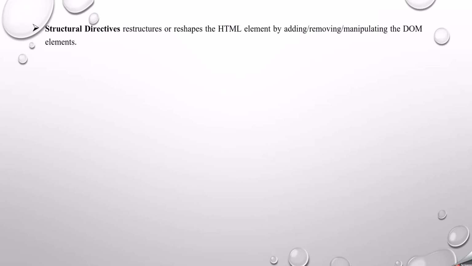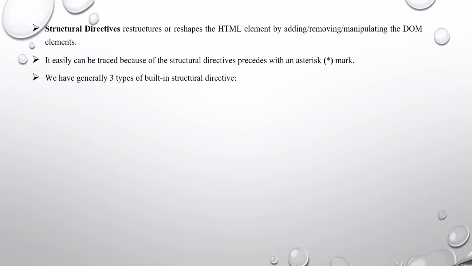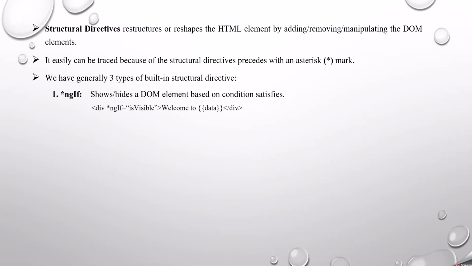Angular provides three types of built-in structural directives, and this is how we can identify and define them. There is a mark called the asterisk, the star mark, which precedes the built-in ones. So you will know this is all about structural directives. As I said, there are three built-in structural directives. The first one is star ngIf.